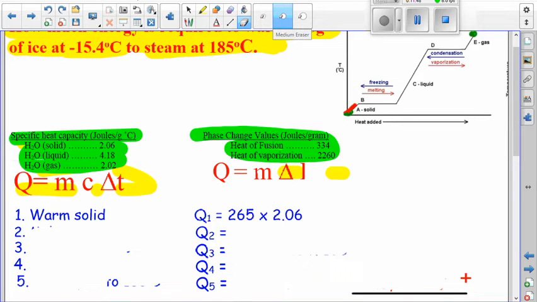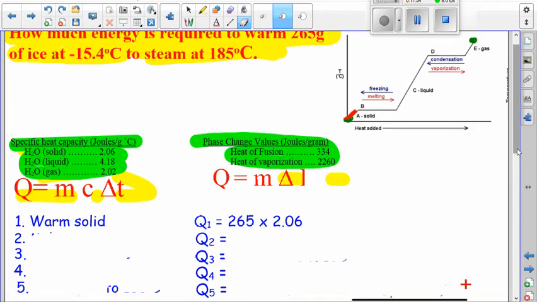And how much is the temperature changing in just this section? How much are we warming the ice? 15.4 degrees. Some people are going to be like, wait, do I have to find the difference between 15.4 and 185? No, because we're not going up to 185 yet. We're going to break our delta T's into little segments, okay? So we're just changing it 15.4 degrees because we're just trying to get it up to 0, okay?